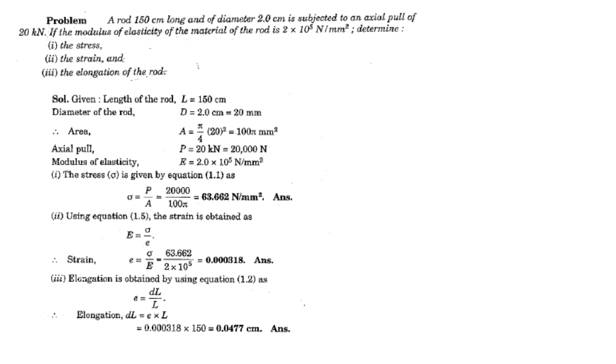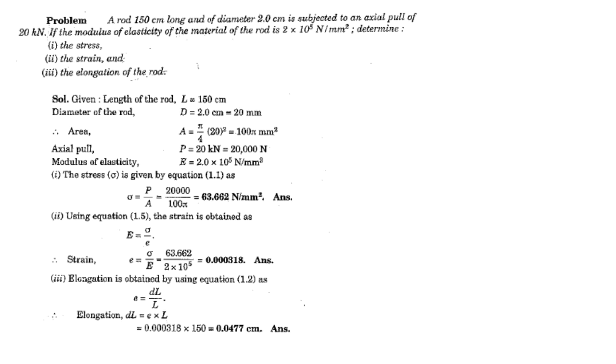So next we have to find strain. Strain is equal to change in length divided by original length. We have to find it by using Young's modulus formula. So Young's modulus is equal to stress divided by strain. Therefore, strain is equal to stress divided by Young's modulus. So stress is equal to 63.662 Newton per mm square divided by Young's modulus 2 into 10 to the power 5 Newton per mm square. Therefore, strain is equal to 0.000318. So strain is unitless.